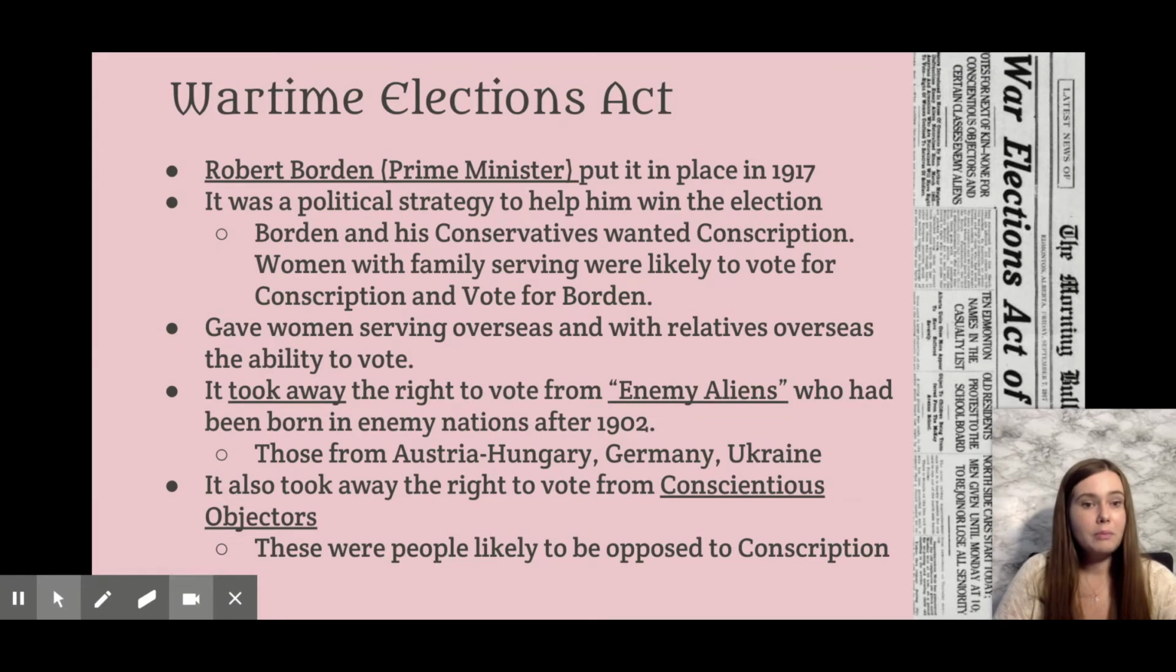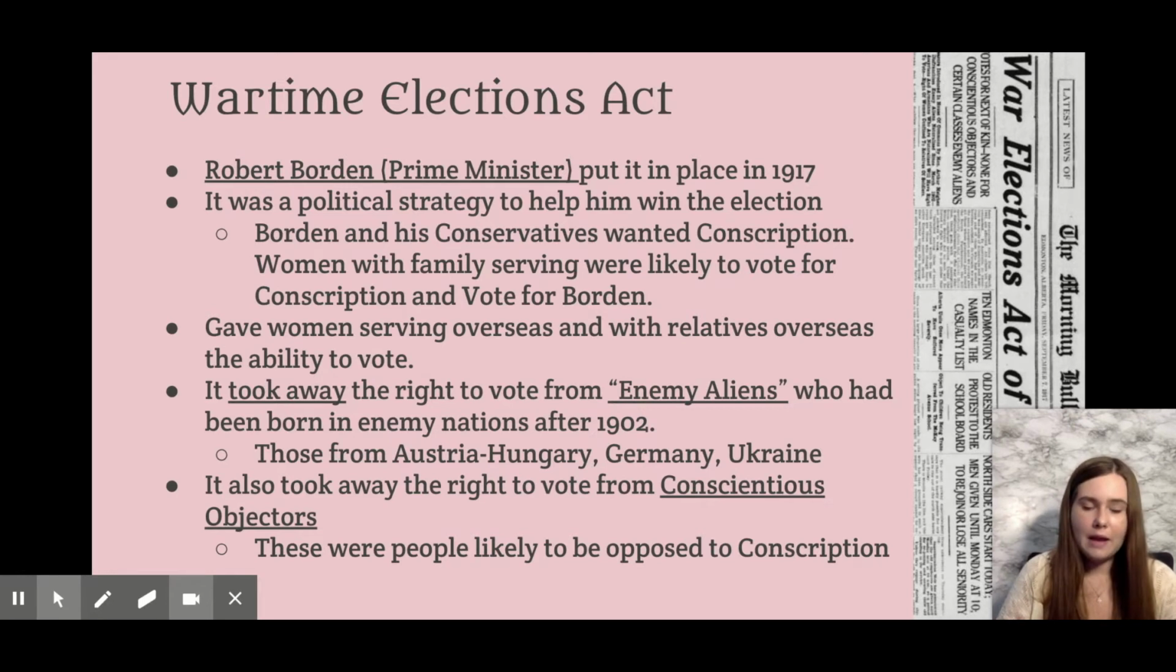So Borden, to get reelected in 1917, puts in place the Wartime Elections Act and gives the right to vote to women. So it gave women serving overseas and their relatives the ability to vote. But he did that because they were more likely to vote for Borden and vote for conscription, because they would be more likely to support conscription.